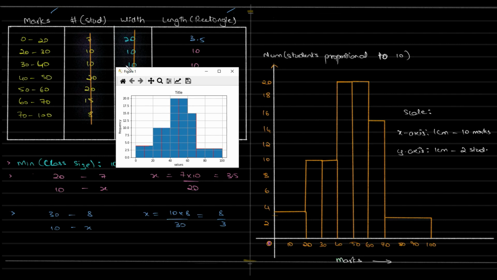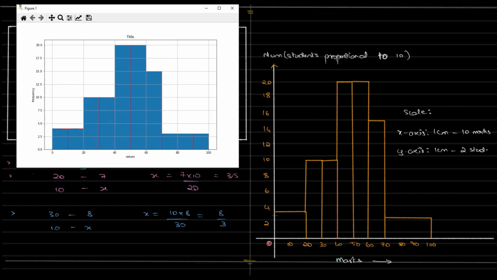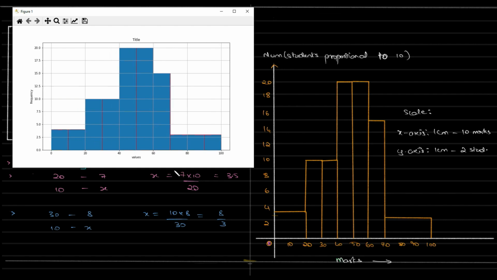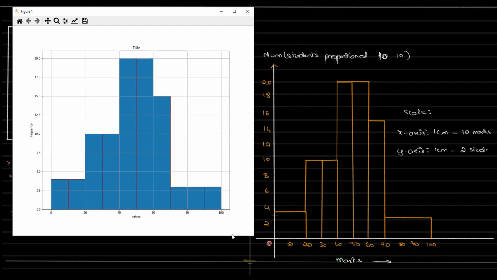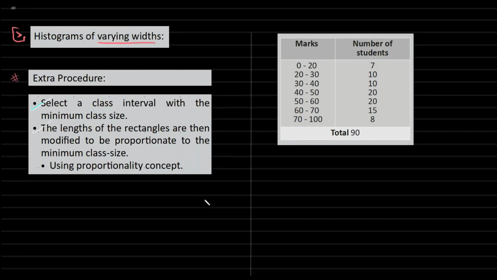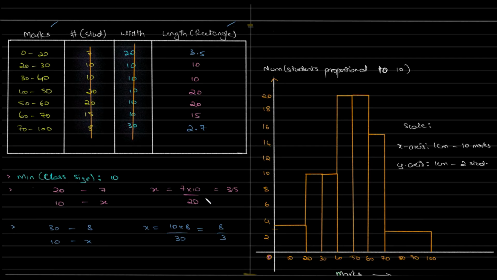Okay, so yes, even this can be coded. Histogram can also be shown with our code. Okay, so please pause, write this down, and then this.